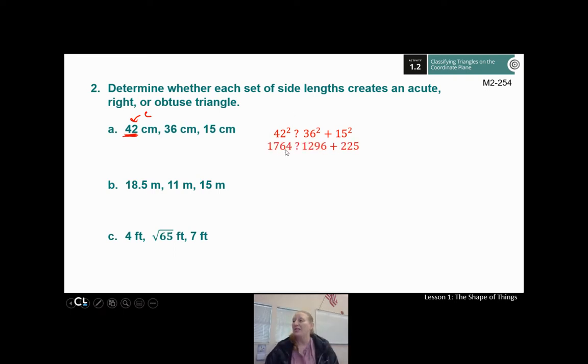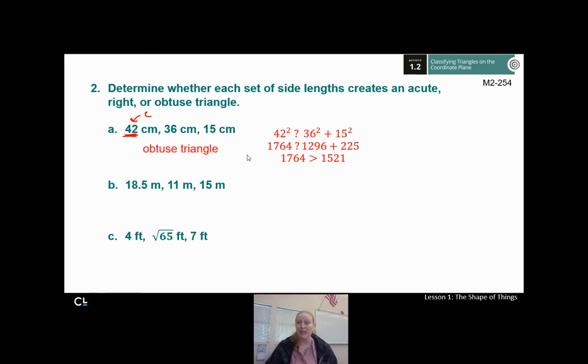42 squared is 1,764. 36 squared is 1,296, and 15 squared is 225. And then I went ahead and added this side together, again, using my calculator. 1,296 plus 225 gave me 1,521. Well, that means my c squared is too big. 1,764 is greater than 1,521. And since my c squared is too big, it's an obtuse triangle.